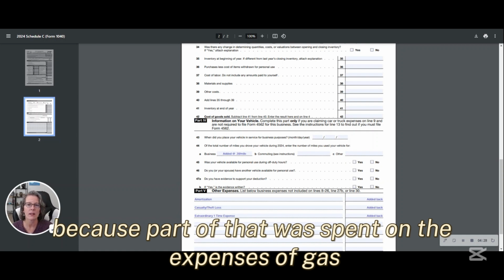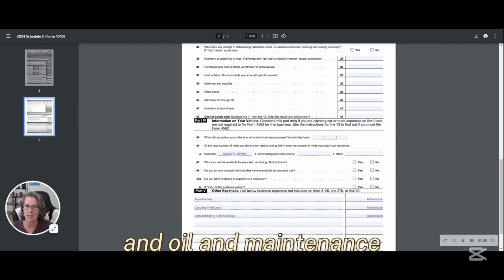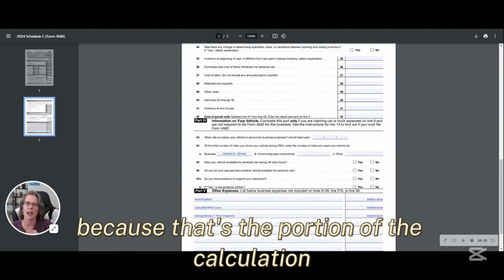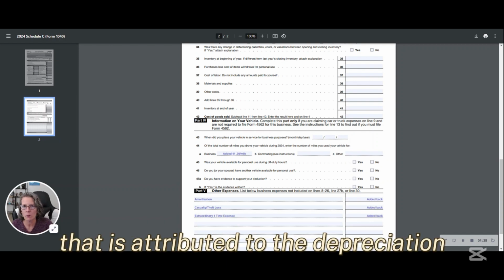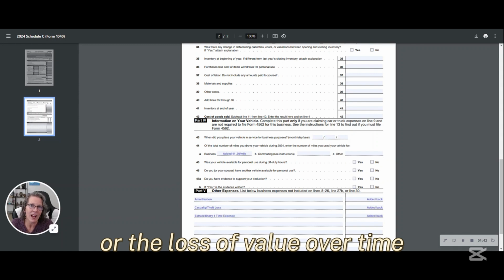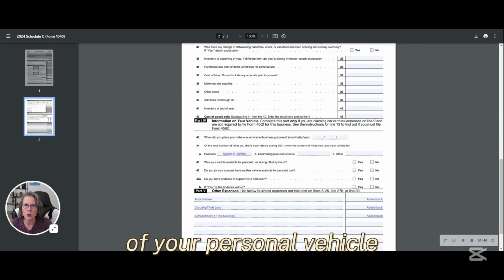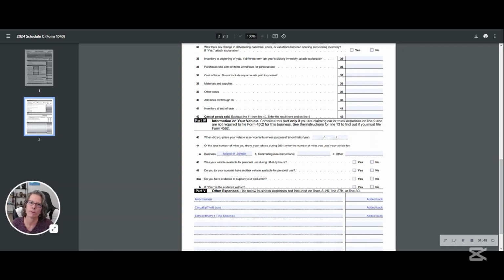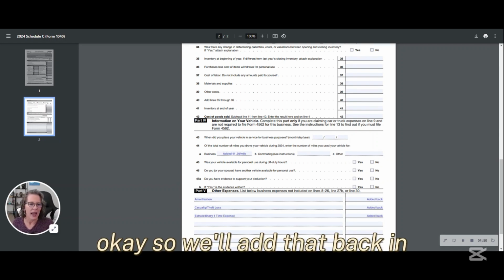because part of that was spent on the expenses of gas and oil and maintenance. But they do let you add back in 30 cents a mile because that's the portion of the calculation that is attributed to the depreciation or the loss of value over time of your personal vehicle as a result of its business use. Okay, so we'll add that back in.